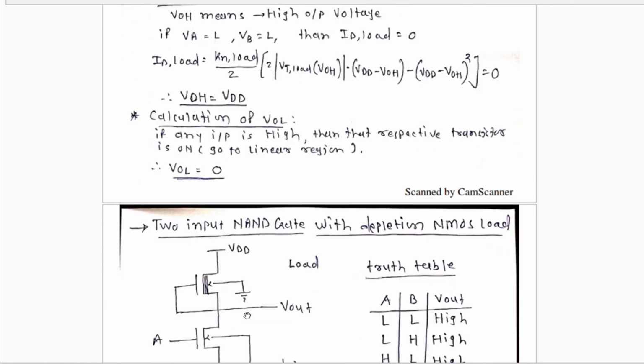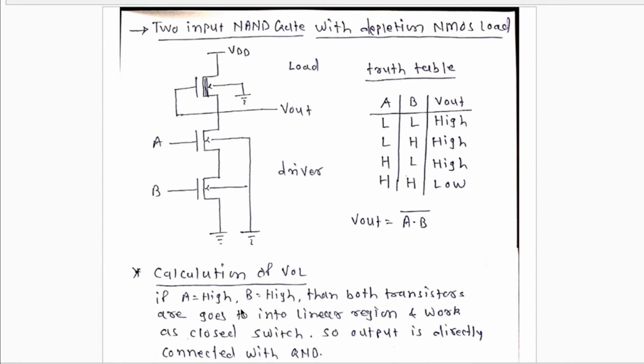Now we go for the next circuit: the two input NAND gate with a depletion NMOS load. Everyone knows the NAND gate. A NAND gate is a combination of AND and NOT. For making the NAND gate, we require AND operation and NOT operation. The AND operation is provided by series connected driver transistors, and the NOT operation is provided by the nature of MOS logic operation. So this is the complete circuit diagram for the NAND gate.